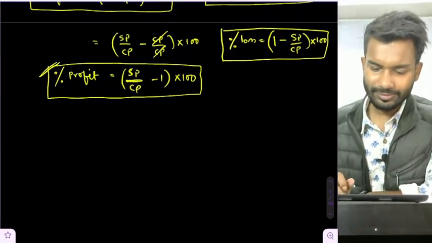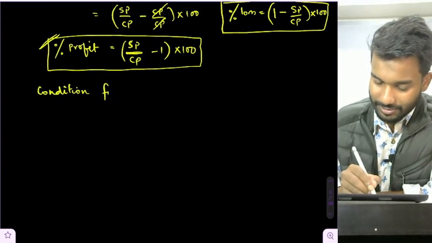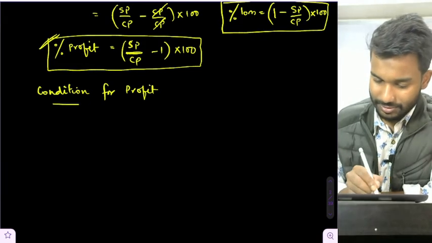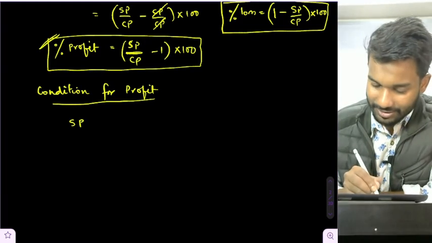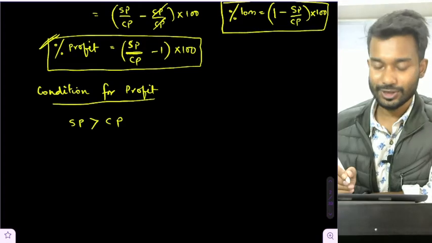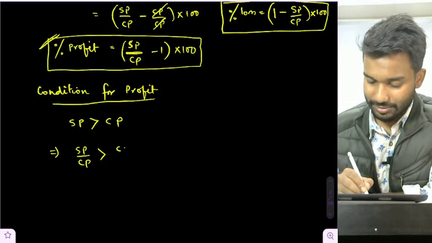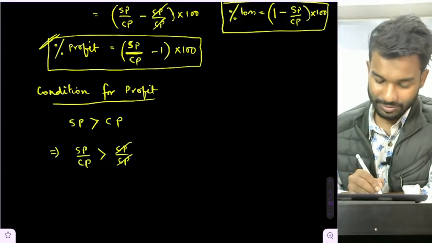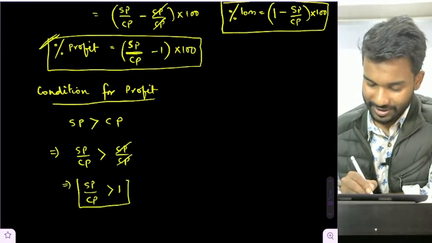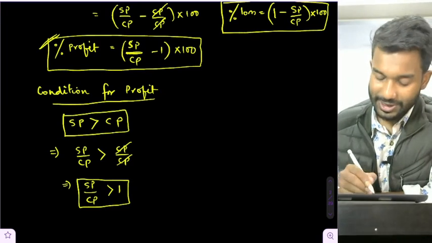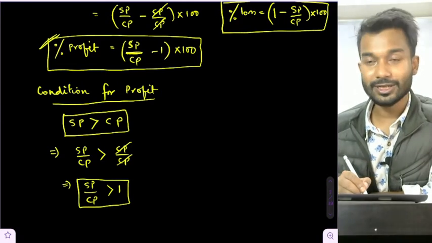Next, what is the condition for profit? Heading, I'm writing: condition for profit. Under what condition will we say there is a profit? The condition is that the selling price of an article must be greater than the cost price. I'm dividing by cost price on both sides, so cost price and cost price will cancel out. What shall I get? The selling price by cost price ratio must be greater than 1. Very important: the first condition is that the selling price must be greater than the cost price, or this SP by CP ratio must be greater than 1.